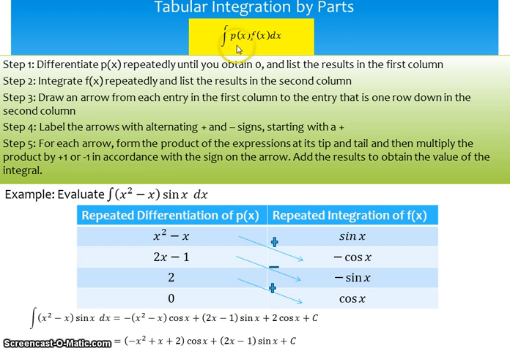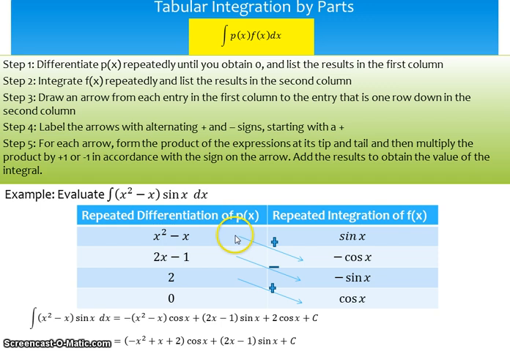If you're given an expression of the form p of x times f of x with respect to dx, I would like you to once again pause the video over here and read all the steps, the 5 steps that are involved. Basically, what is involved is a repeated differentiation of p of x and repeated integration of f of x. You keep differentiating until you end up with 0, and you keep integrating to that particular point. Now, you see over here x squared minus x, I differentiate, I get 2x minus 1, differentiate again, I get 2, differentiate again, I get 0.